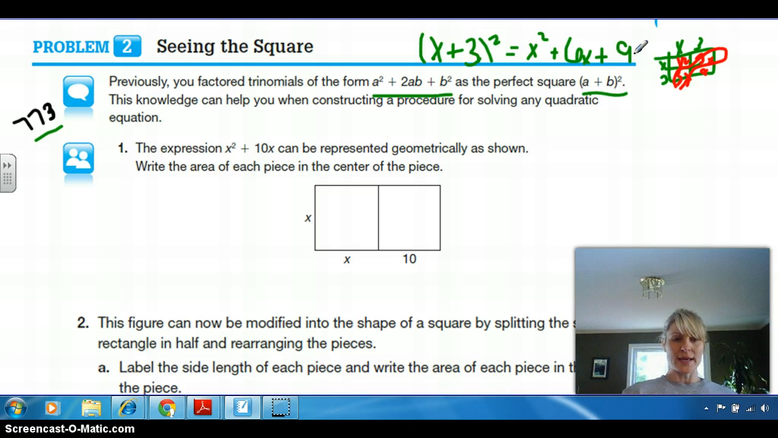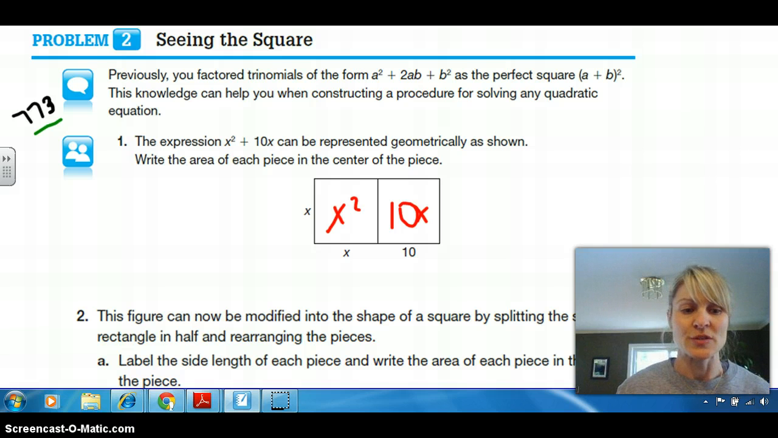So number one asks you to look at x squared plus 10x. And they wrote it like just this first part here. So you have x times x and then 10. Because this is just a binomial. So it says write the area of each. So we know this is x times x, or x squared. And then we know this is 10 times x, which is 10x. Okay?